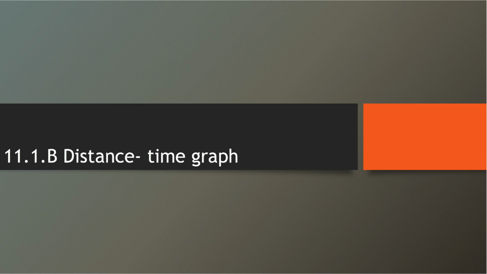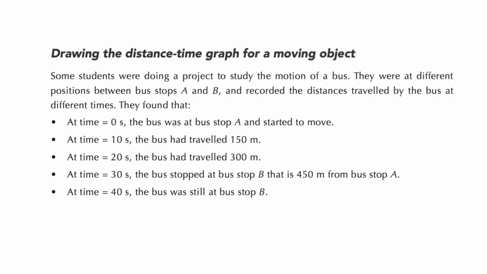In this video we're going to talk about distance-time graphs. In the last video we learned to describe how fast an object moves. We can use the concept of average speed, and average speed equals distance traveled over time. This time we're going to learn about using a graph to represent the distance moved by an object. So let's have a look at these examples.